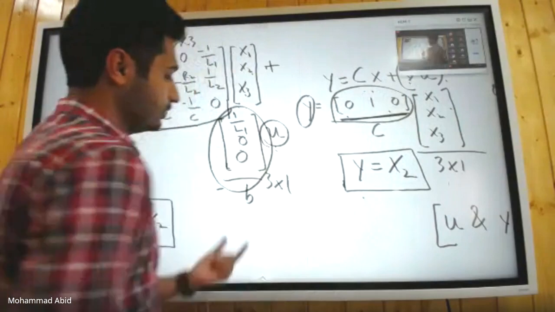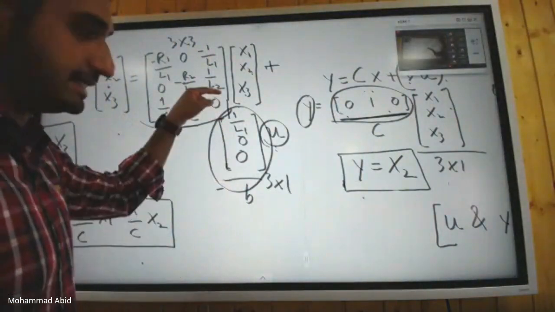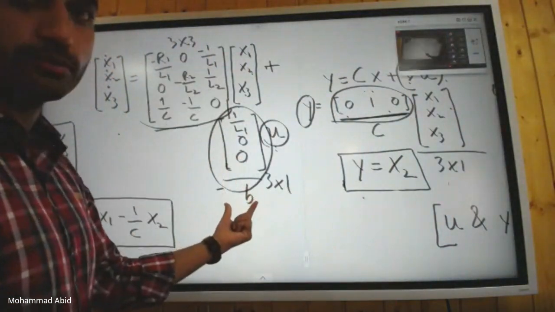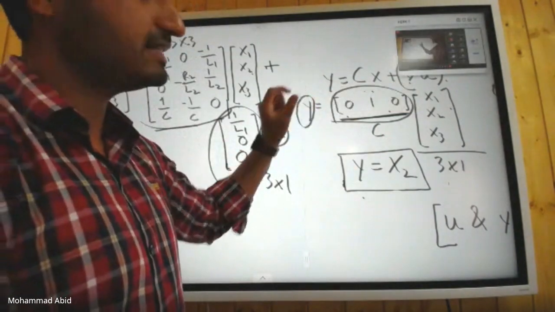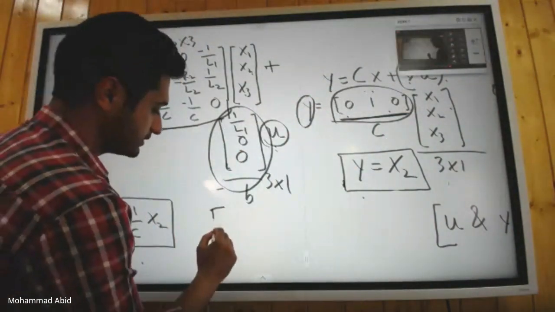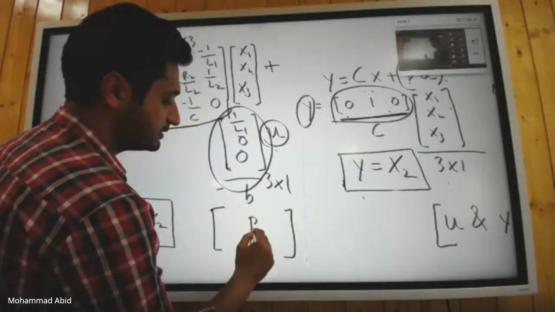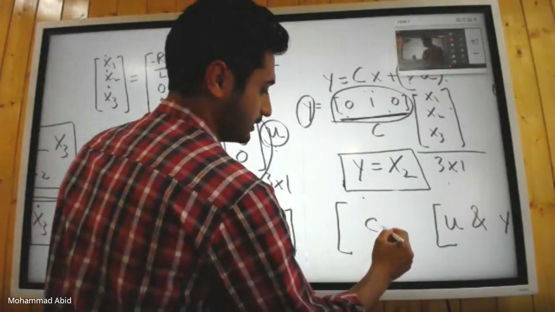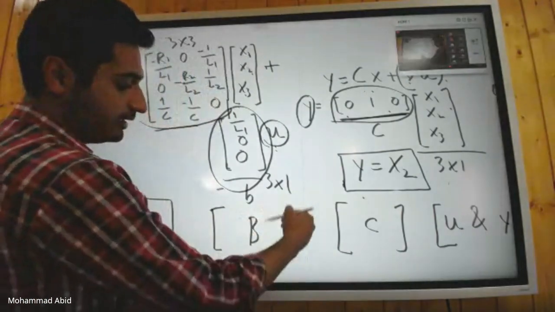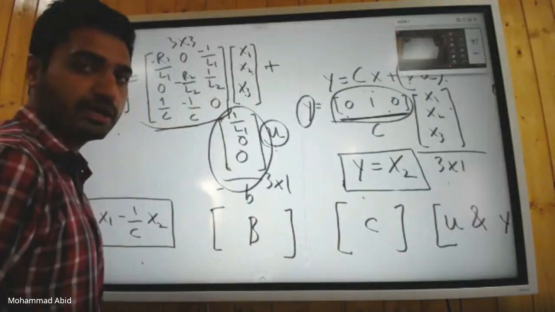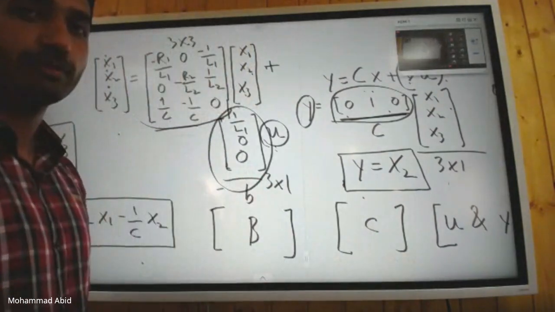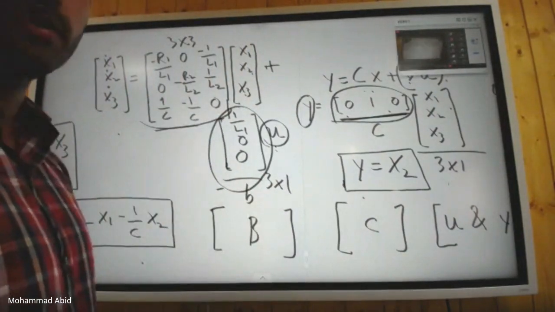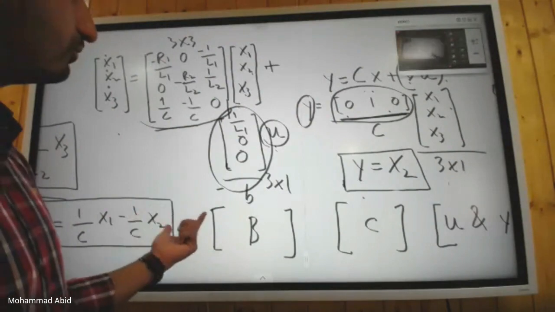Like I just said before, if your B is just a single vector, then it's a single input. And if your C is just a single row vector, then you have a single output. Had B and C been matrices, then from the columns of B you can calculate how many inputs you have, and from the rows of C you can calculate how many outputs you have. For this circuit, we have only one input, U, and only one output, I2.